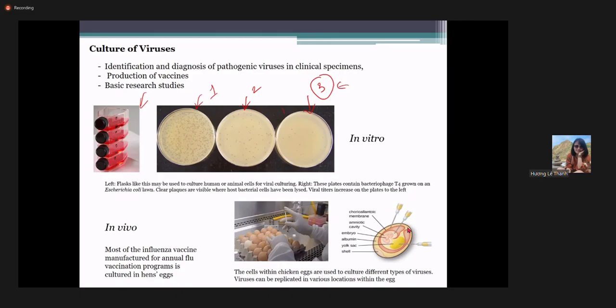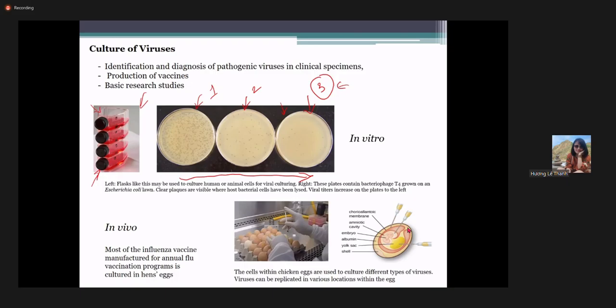So the number of viruses just increases in this way. And here, this flask is for culturing human or animal cells, so the viruses are also affected here. After that, we can collect the culture medium in this flask, and we do a filtration like in the previous slides to collect the virus, okay?